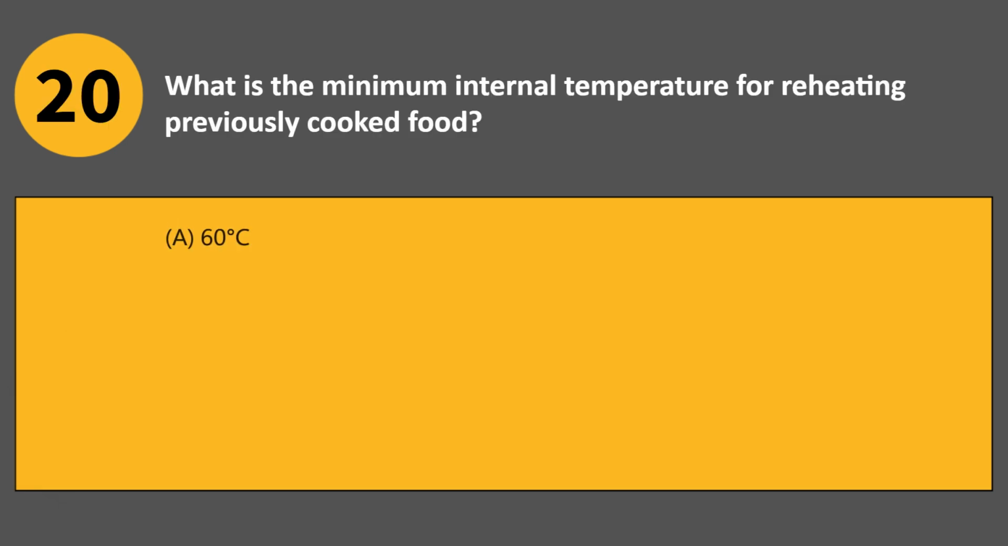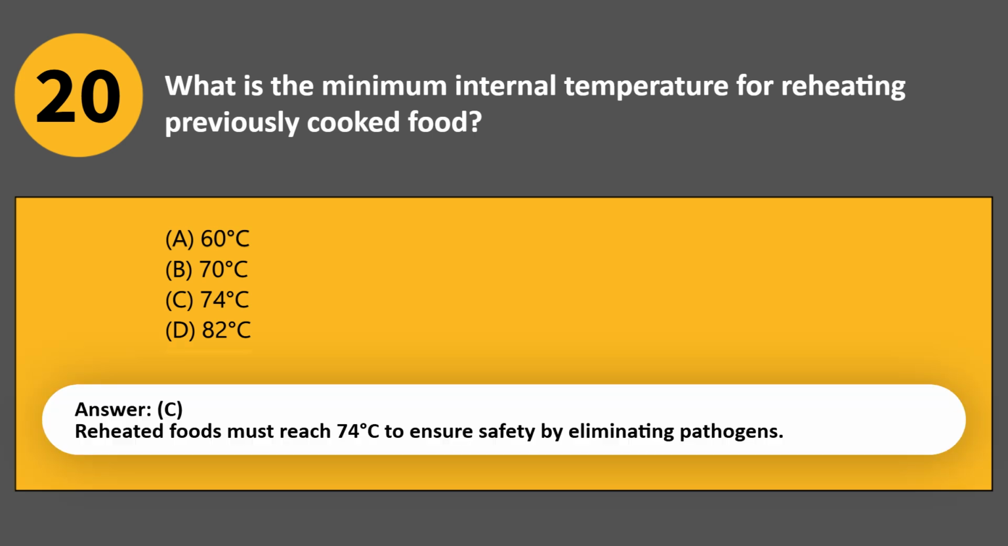What is the minimum internal temperature for reheating previously cooked food? A. 60 degrees Celsius. B. 70 degrees Celsius. C. 74 degrees Celsius. D. 82 degrees Celsius. Answer, C. Reheated foods must reach 74 degrees Celsius to ensure safety by eliminating pathogens.